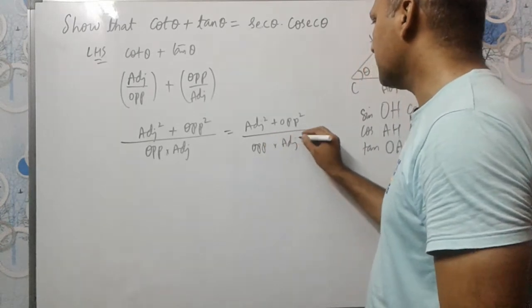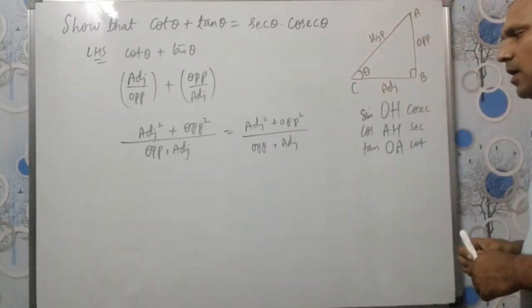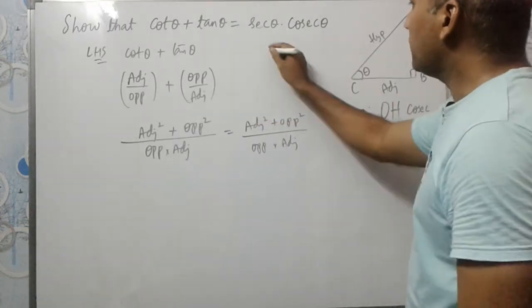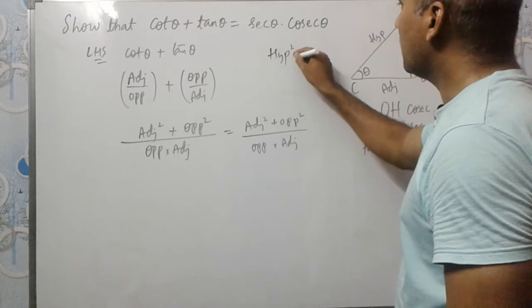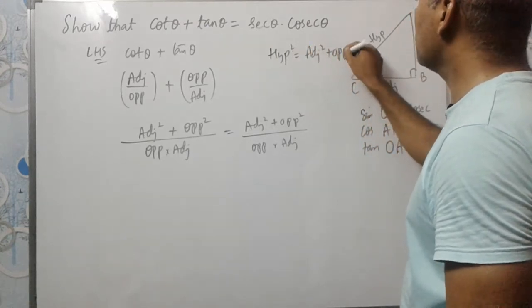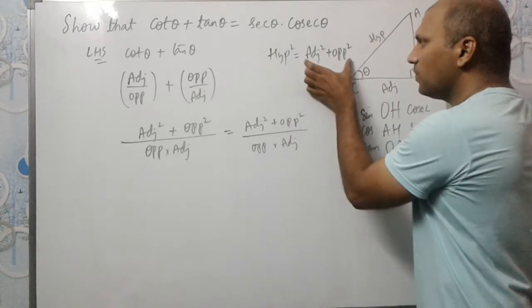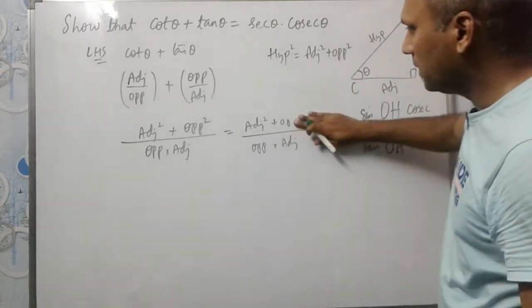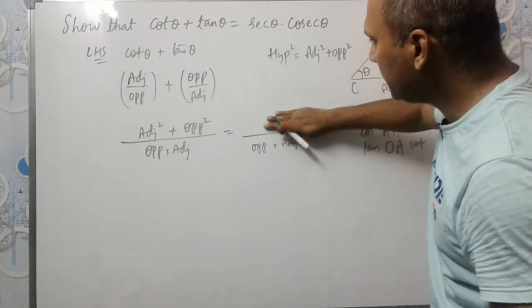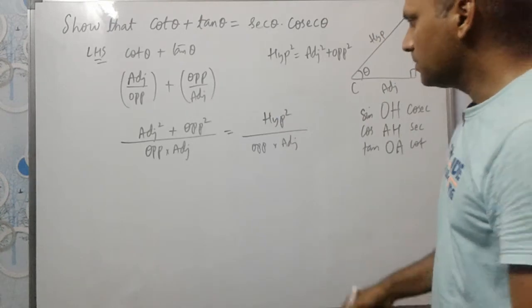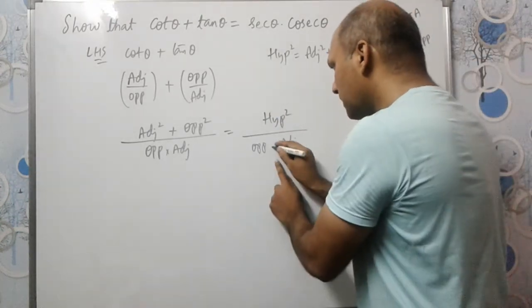multiplied by adjacent. But what is adjacent square plus opposite square? See, if you apply Pythagoras theorem here, hypotenuse square will be equal to adjacent square plus opposite square, right? Adjacent square plus opposite square is equal to what? It is hypotenuse square. So in place of this we can write hypotenuse square. Okay, we have opposite multiplied by adjacent.